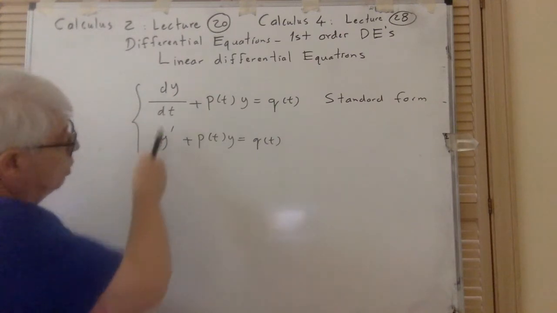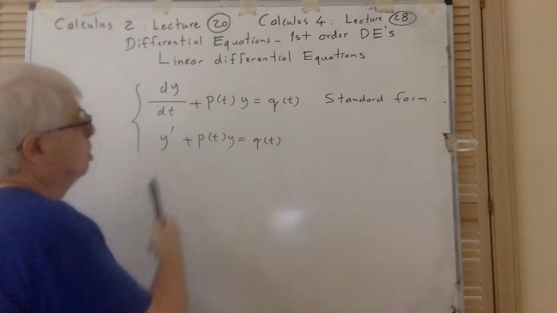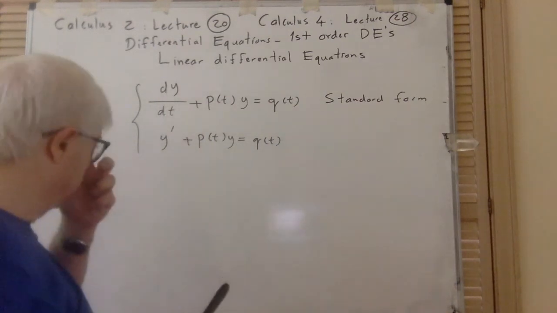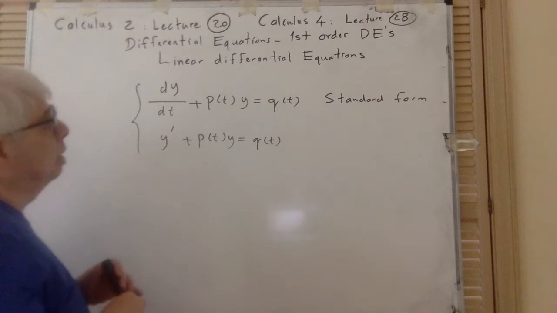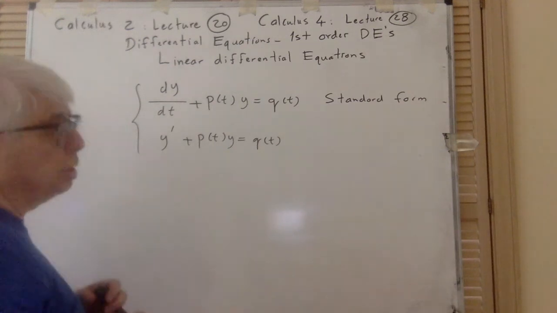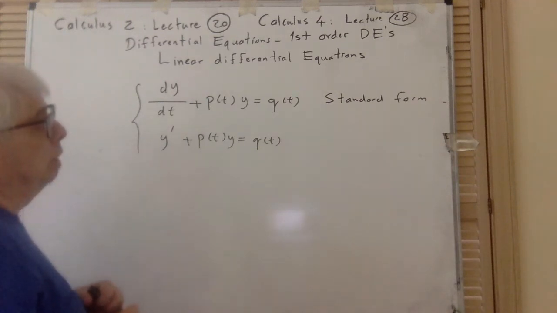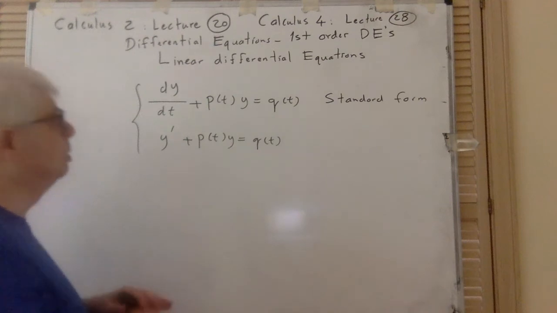You can write it as y prime, this first one, so you might see it like this, not like that. Anyway, they're the same. So this is called standard form. You have to put this in standard form to solve it. I mean, it's better to do it, okay?